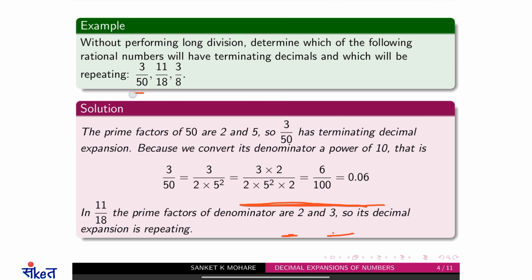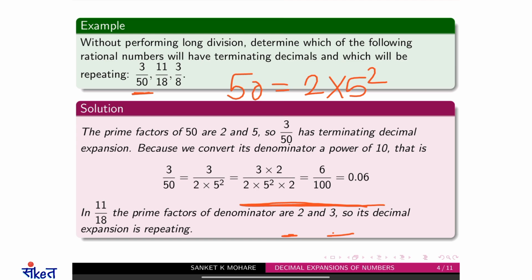Let's see our solution. The prime factors of 50 are 2 into 5, because 50 can be factorized as 10 into 5 or 25 into 2. So 2 into 5 square. So 50 has only two prime factors, 2 and 5. So 3 by 50 has a terminating decimal expansion because we can convert its denominator to a power of 10.